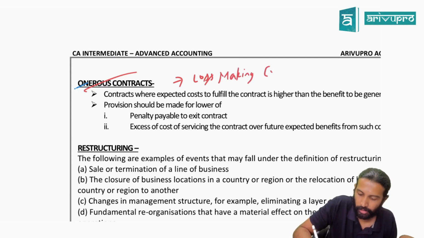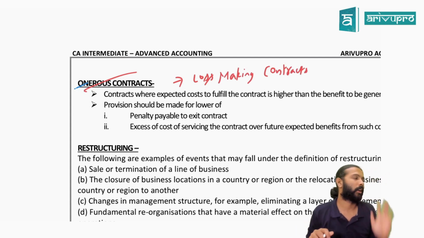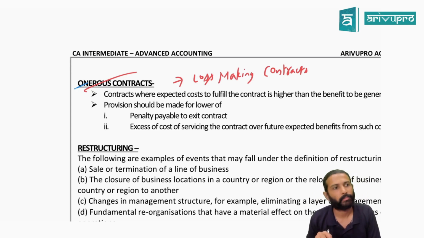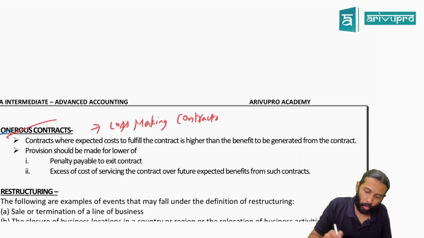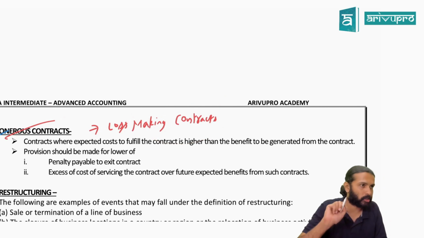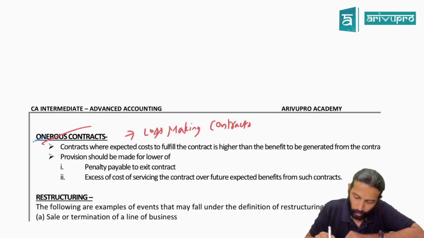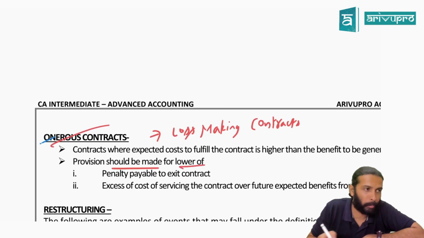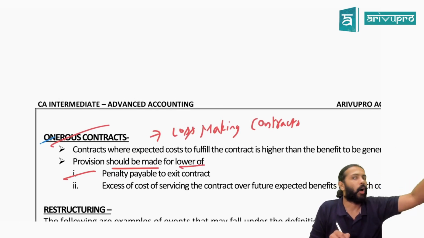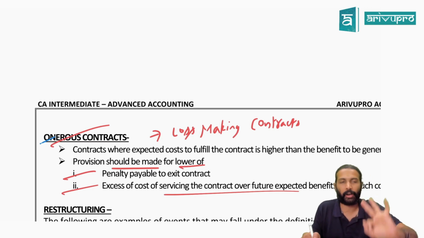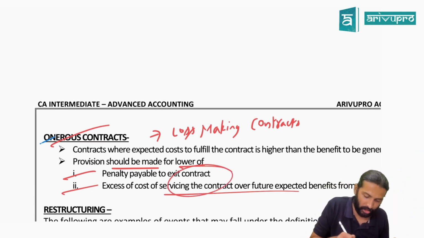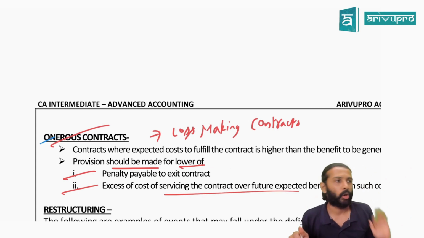Just write one line, that's all. Loss-making contracts, we call them onerous contracts. Are we fine? For an onerous contract, that is a loss-making contract, AS 29 applies, meaning you have to make a provision at the lower of two things. Provision should be made at the exit penalty or the excess cost of servicing the contract over future benefits expected out of that contract. You'll compare these two and make the provision at the lower of the amounts.